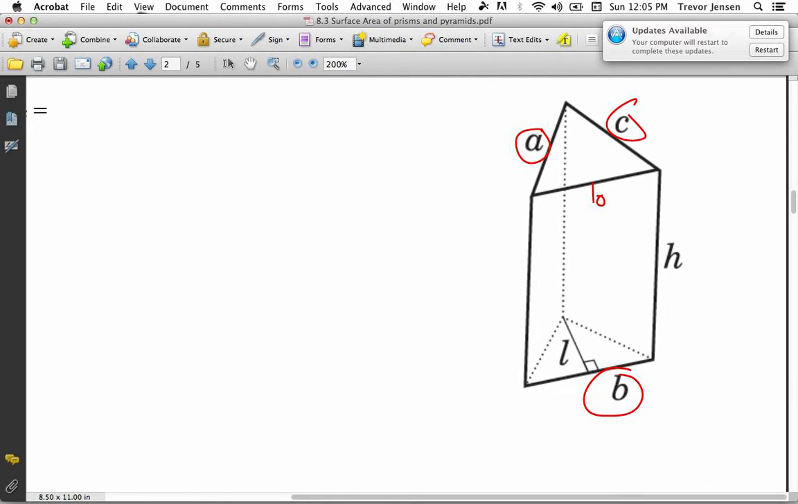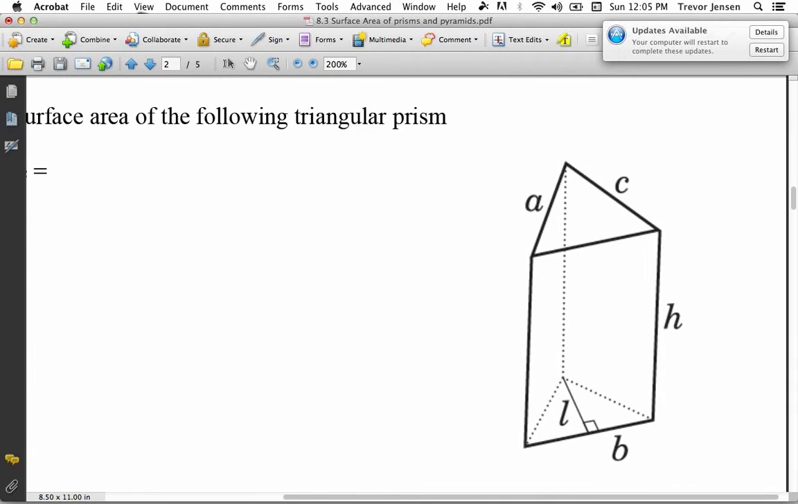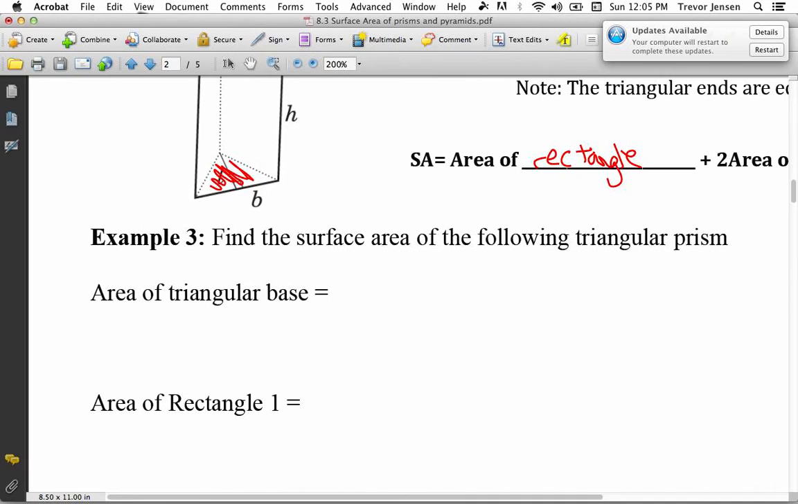After that, you want to label the height of your prism, so the distance between the 2 bases, with an H, just like we did when we did volume of a triangular prism. And then you want to label the height of the triangular base with an L. So the actual height of the triangular base, label that with an L. Okay, now that we have all those labels taken care of, let's figure out how I would find the surface area of this entire prism. So how would I find the area of each of the sides and add them all together? And we'll get a formula for that.